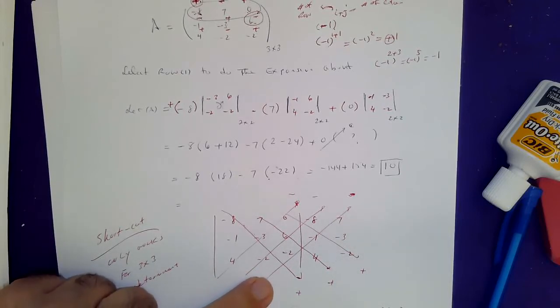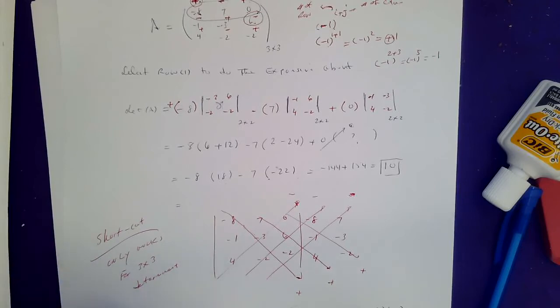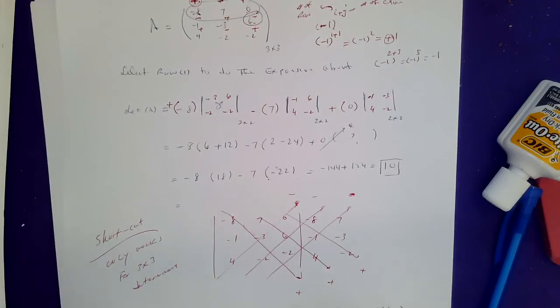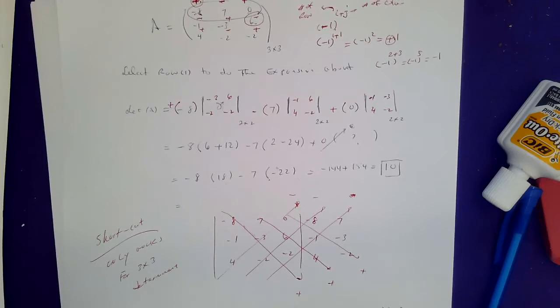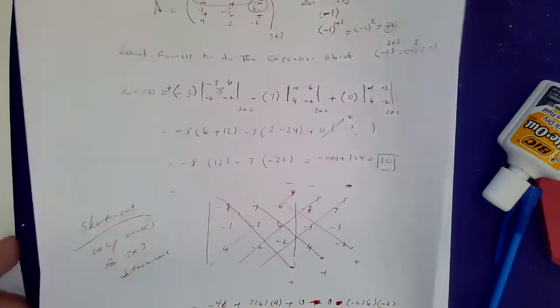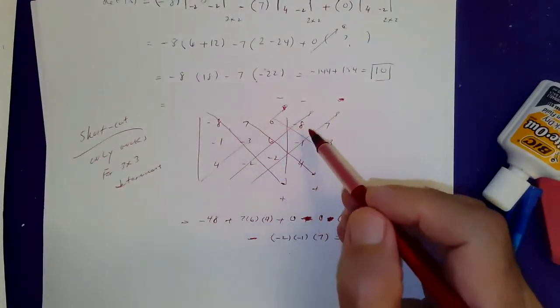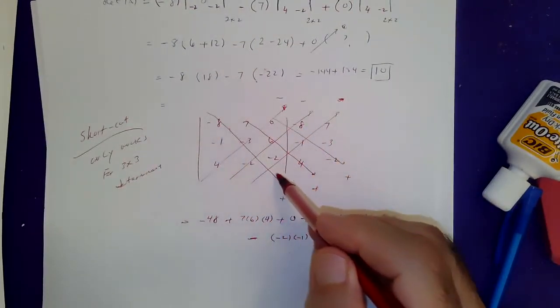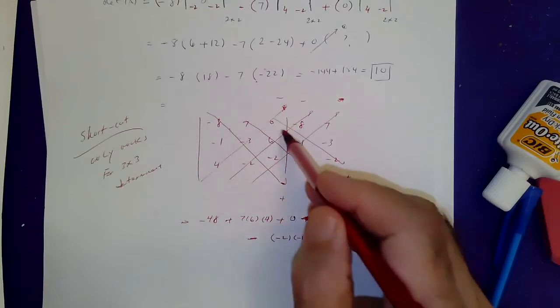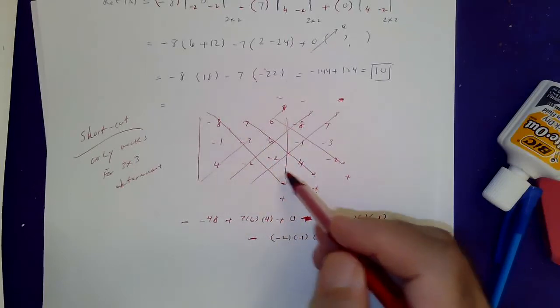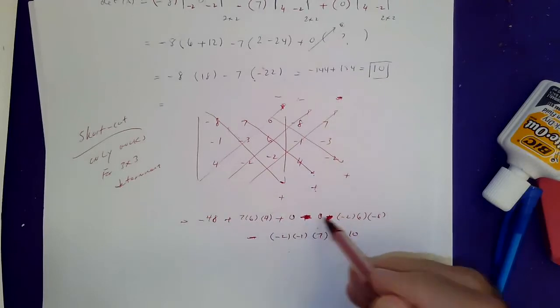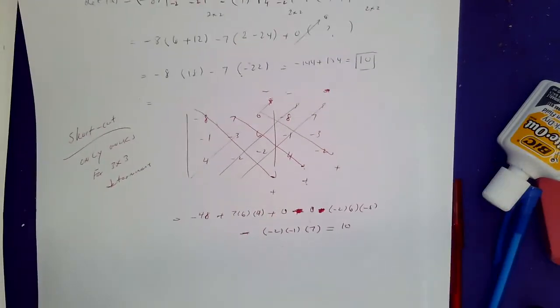And there is a minus -2, -1, 7, and this is also a minus, and God willing, we should get 10. So there you have it. So diagonal, copy the first two columns, and then when you multiply diagonally, downwards is positive, upwards you subtract the results. Do you see it?